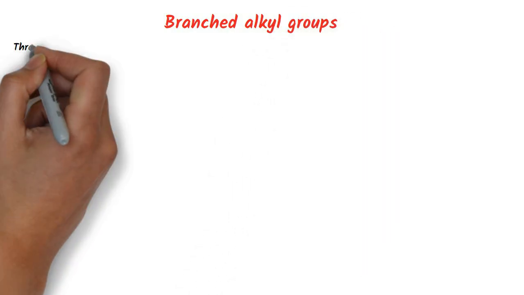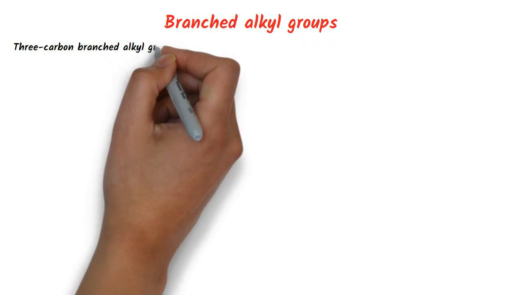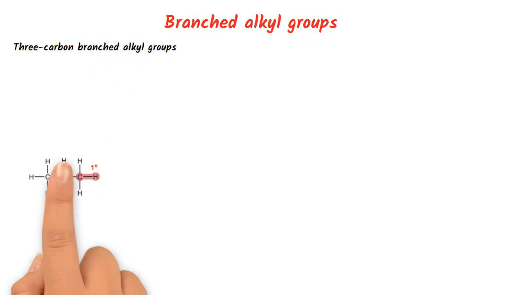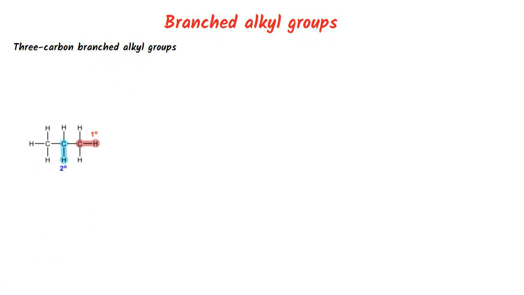Before proceeding further, let us first discuss the names given to branched alkyl groups. First, we will take 3-carbon branched alkyl groups. Consider this 3-carbon compound. It is called propane. Based on degree of substitution, these terminal carbons are primary carbons, and this central carbon is a secondary carbon. Likewise, the hydrogens attached to primary carbon are designated as primary hydrogens, and those attached to secondary carbon are called secondary hydrogens.